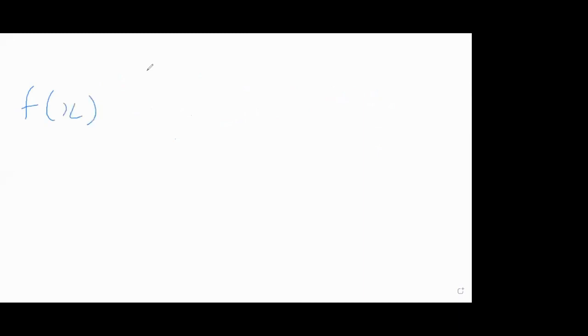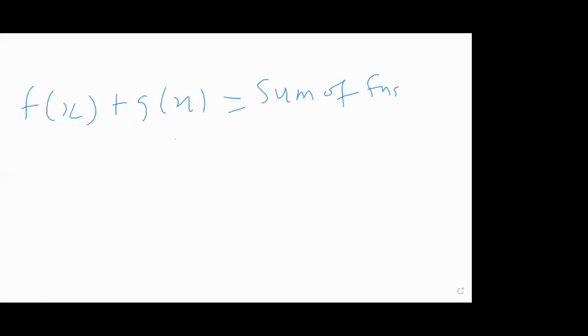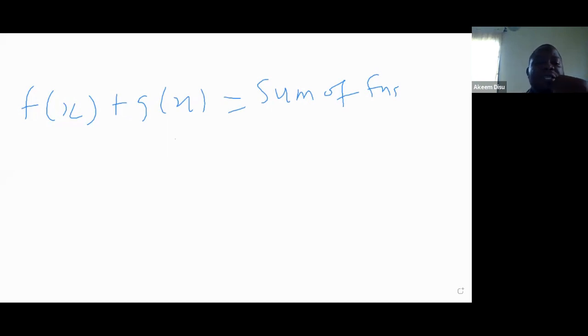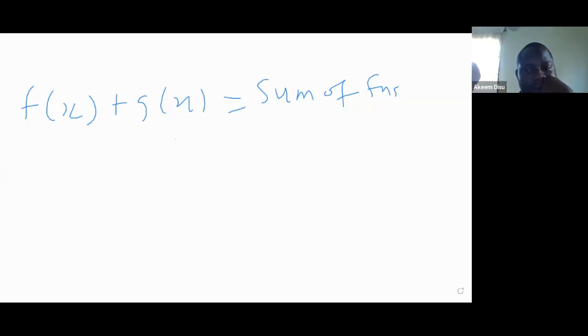We have F of X plus G of X. And this gives us what we call the sum of functions. Is that taken? Sum of functions, when two or more functions combine together to form a new function. For example, let's take this example. The first letter inside the bracket is X. Right?